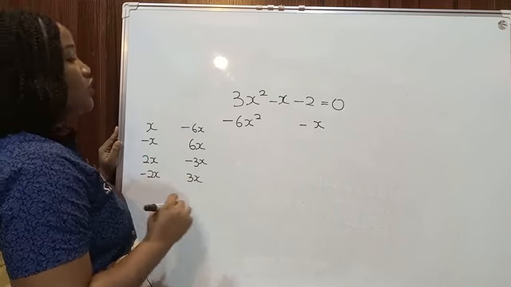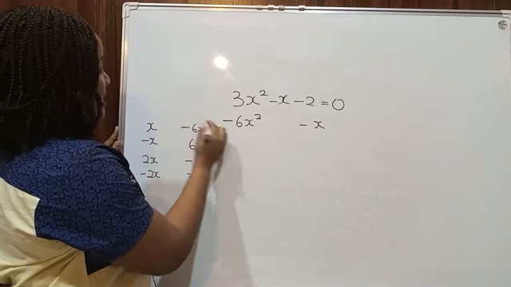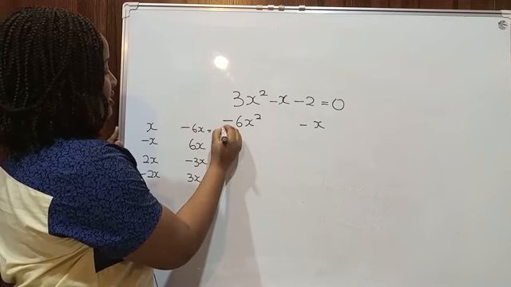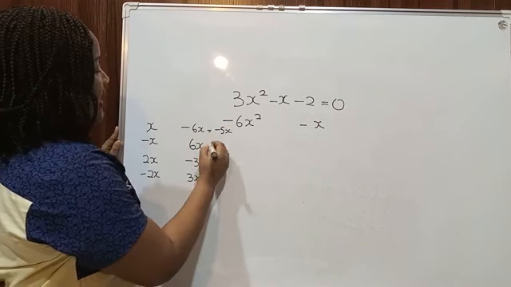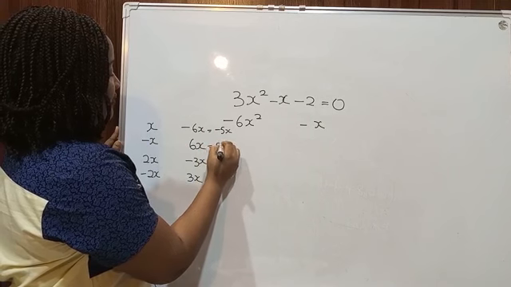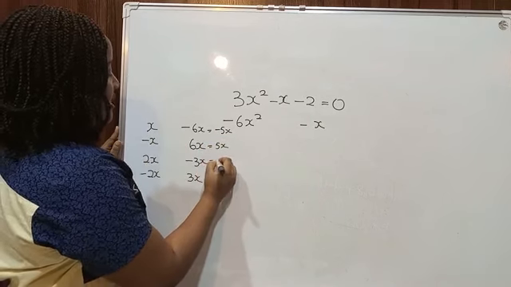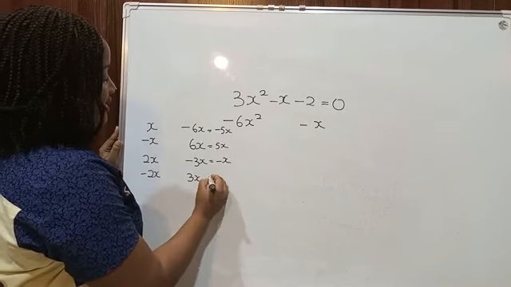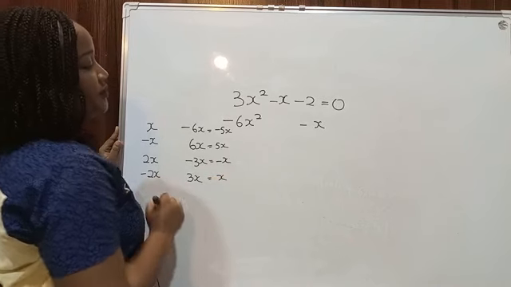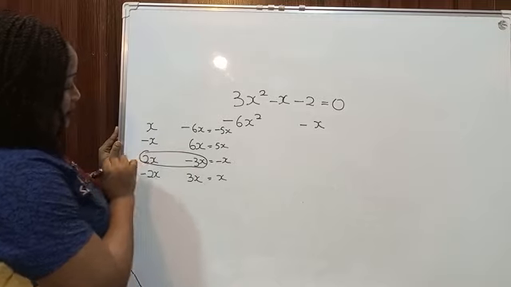So let's see, x minus 6x gives us minus 5x. Minus x plus 6x gives us 5x. 2x minus 3x gives us minus x. And minus 2x plus 3x gives us x. So you find out that this one works for us.